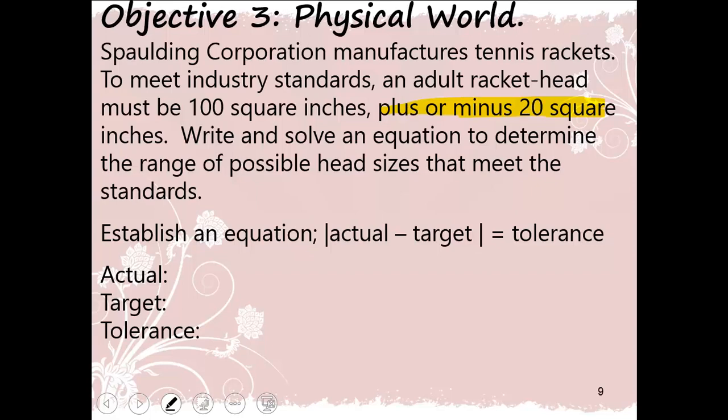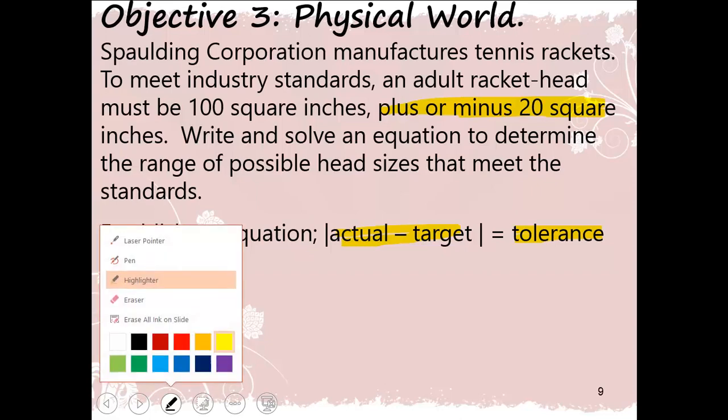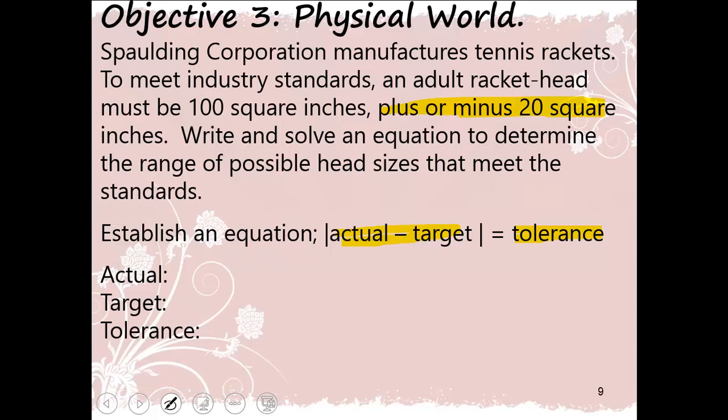So they want us to write and solve an equation to determine the range of possible head sizes that meet the standards. So you're always going to have an actual measurement, you're going to have a target measurement, and then you're going to have some tolerance. And the absolute value of the actual minus the target has to equal the tolerance. So in this case, our actual, that's what we're looking for, that's the thing that we're testing, so that's our x. Then our target is the 100, the industry standard, the 100 square inches. And our tolerance is 20 square inches.